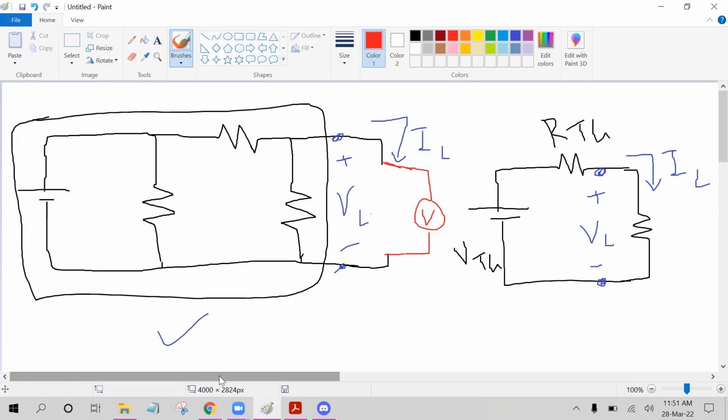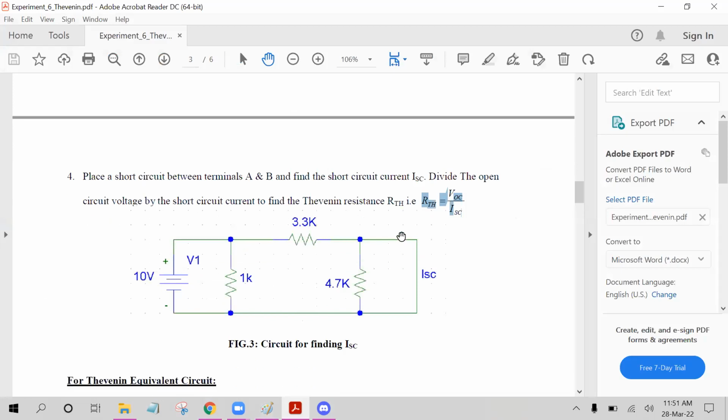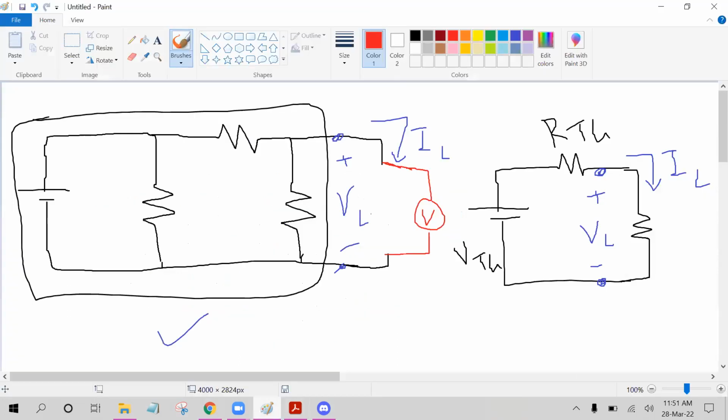Next, we need to measure the RThevenin. So what was the theory? To measure RThevenin, we actually need to measure the short circuit current. That means we need to connect these two terminals using a wire, or short these two nodes, right? Then we need to measure the current.